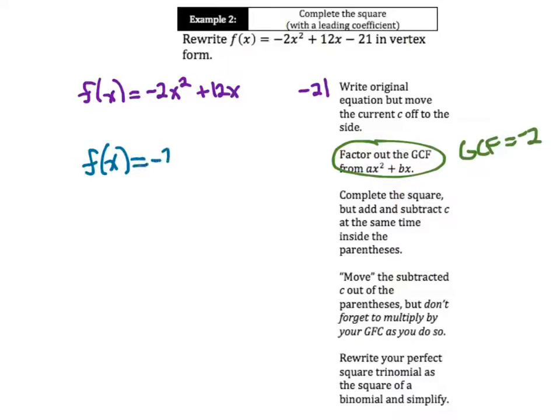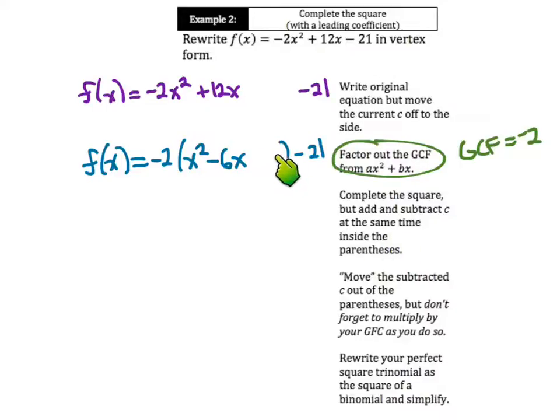F of x then equals negative 2 times x squared minus 6x. Close the parentheses, minus 21. Yes, I left space there for a reason. I'm going to complete the square, but again, I'm going to add and subtract c at the same time so that I'm adding 0. And I'm going to do both of those inside the parentheses.